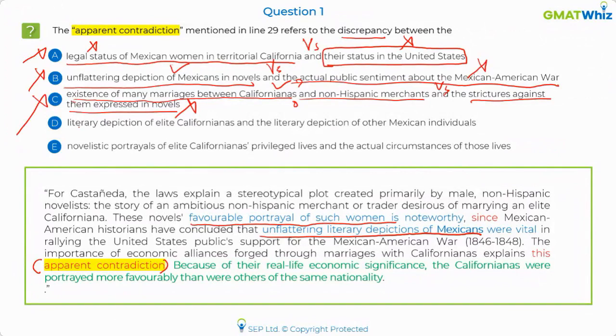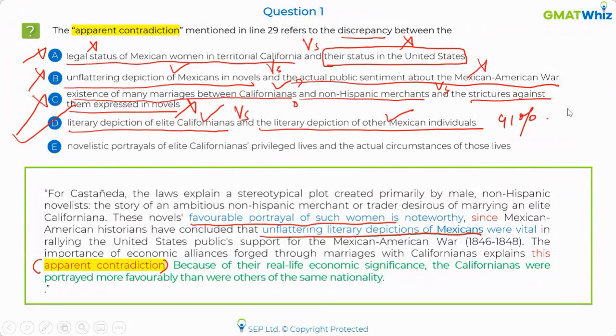Literary depiction of elite Californianas versus, yes. Literary depiction of Mexican individuals, yes. So D is the correct answer. 41% of you got that right. I hope you got it right through the right methods of reading and elimination. Do let me know in the chat box, guys. Did this session help you perform better at this question? Do let me know in the chat box.